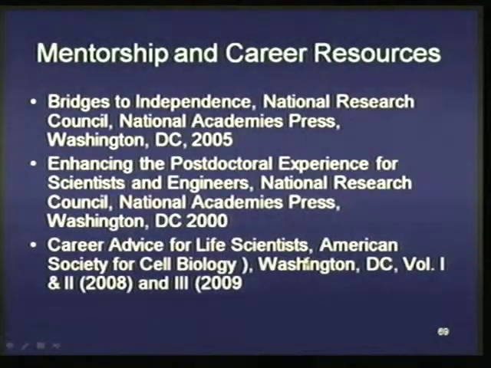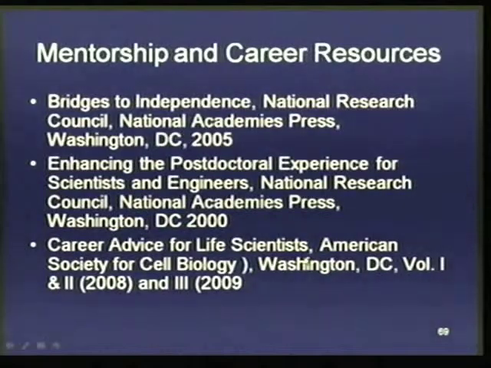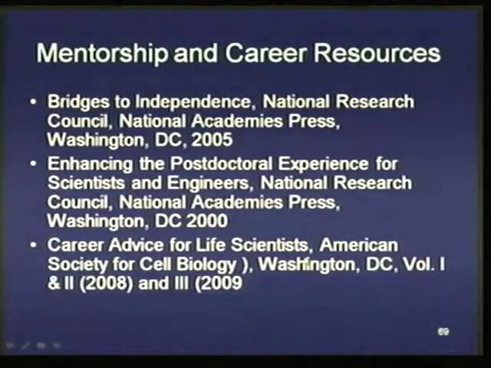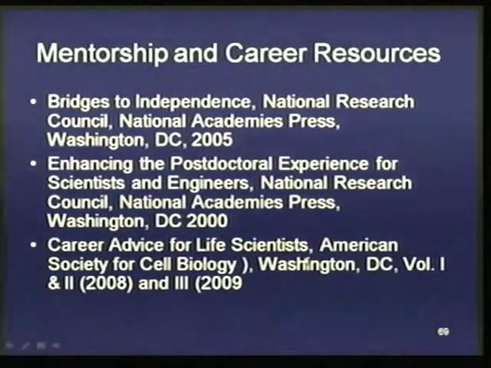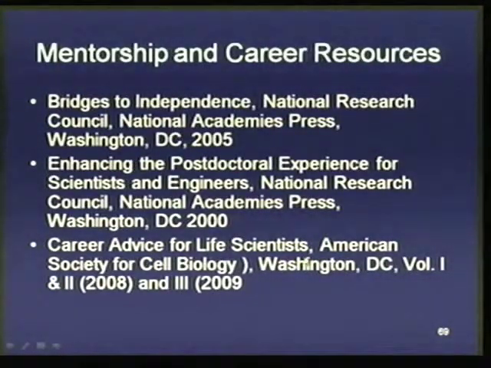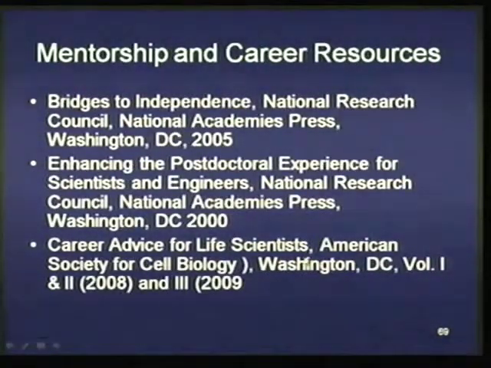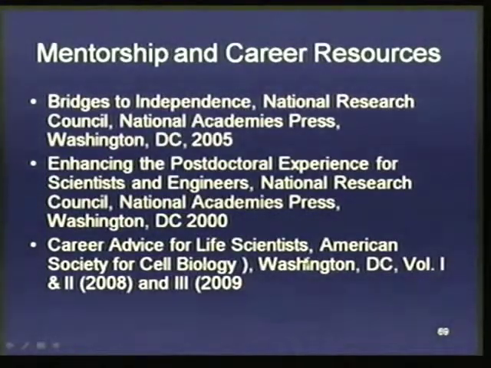And again, there are some resources that you and your colleagues and your advisors may want to look at for advice on how to develop as a young professional and how to advance your career.